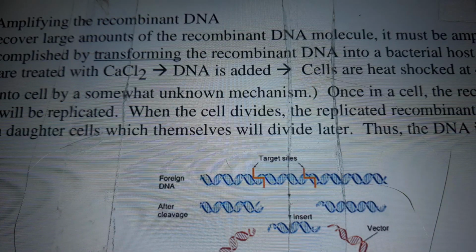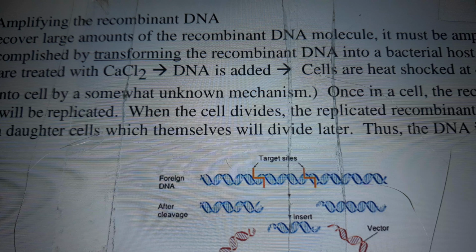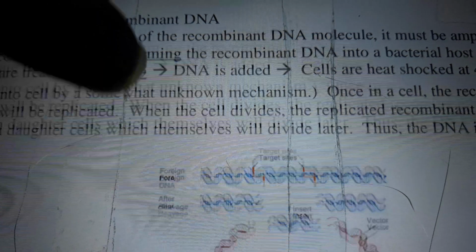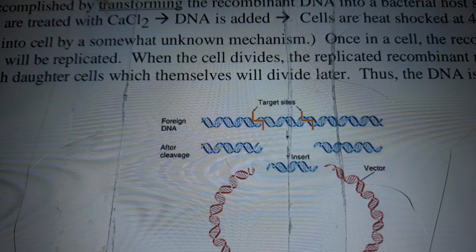D. Amplifying the recombinant DNA. To recover large amounts of the recombinant DNA molecule, it must be amplified. This is accomplished by transforming the recombinant DNA into a bacterial host strain. The cells are treated with CaCl2, and DNA is added. Cells are heat shocked at 42 degrees centigrade, and DNA goes into the cell by a somewhat unknown mechanism.